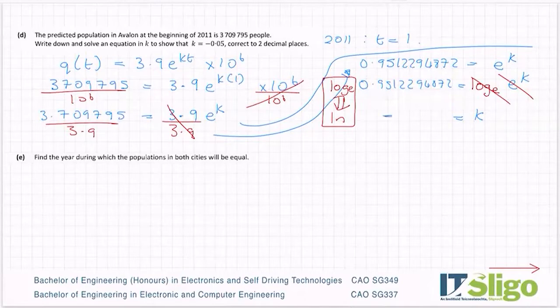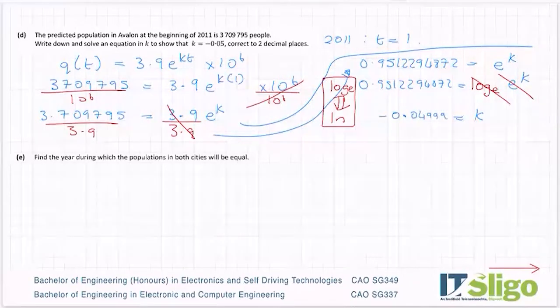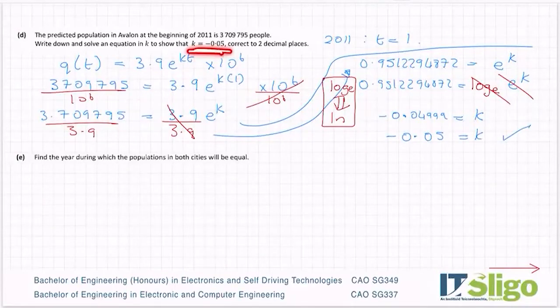And I've got minus 0.049999, to 2 decimal places, I just fix my minus 0.049999, 2 decimal places, minus 0.05 is equal to k. Okay, so that's us writing down an equation, which was this one, and then solving it to show that k is minus 0.05.